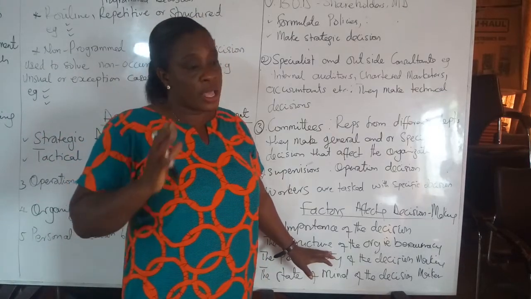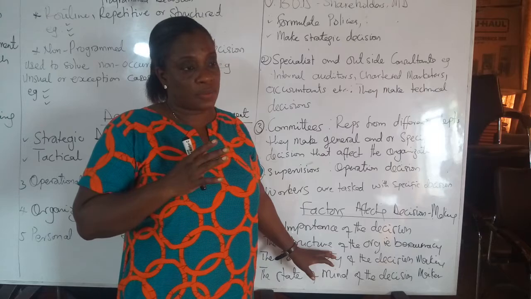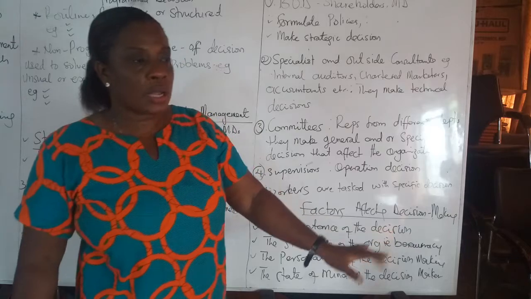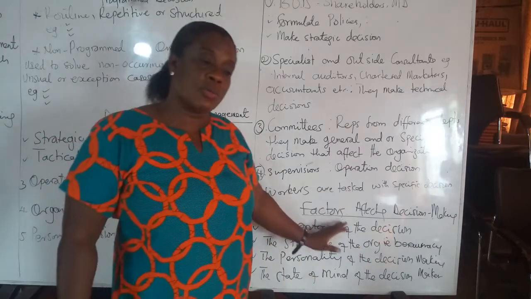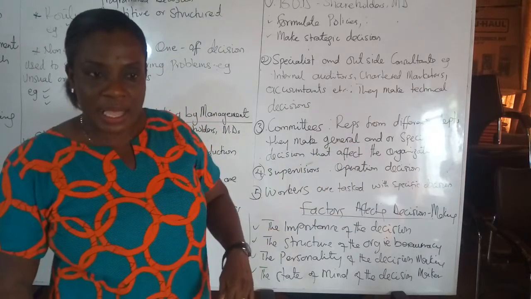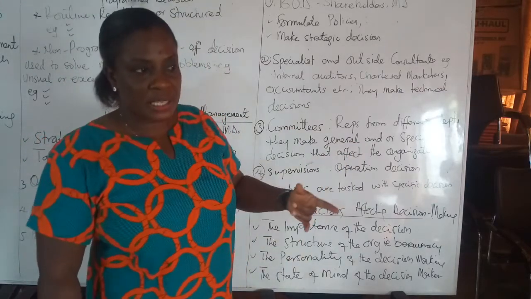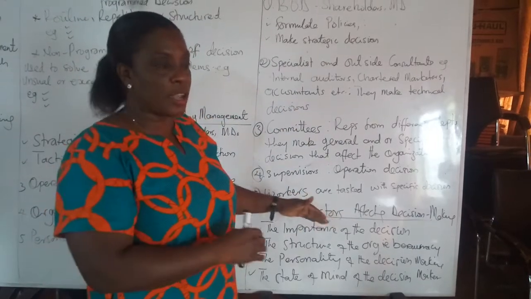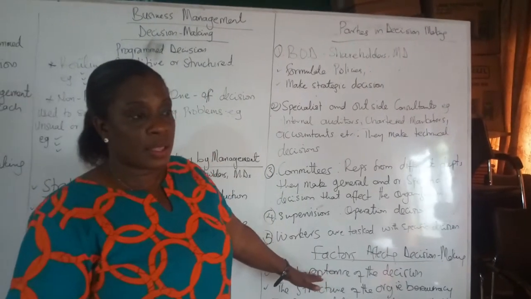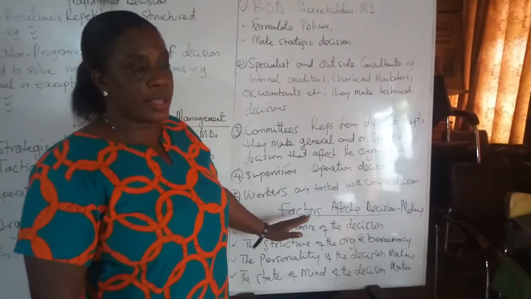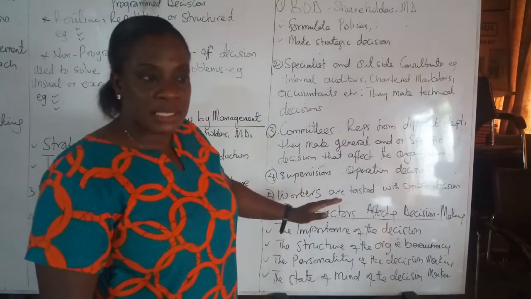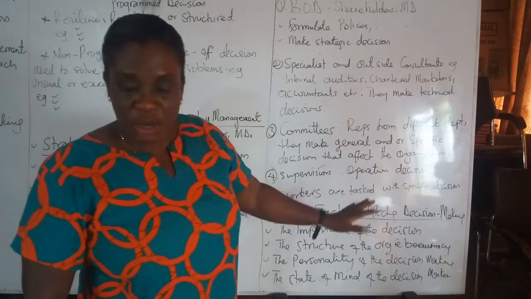It has to go through levels. If you take your class, for instance, if you have any problem concerning your studies, you have to tell your class prefect. Your class prefect will tell your form master. Your form master will inform the academics. Academics will inform the headmaster. The headmaster will inform the board of directors. And so on, depending on the level the decision ought to be taken. If it's above your class teacher, you take it to the academics. If it's above academics, you take it to the headmaster. If it's above the headmaster, she will take it to the board of directors, and on it goes.